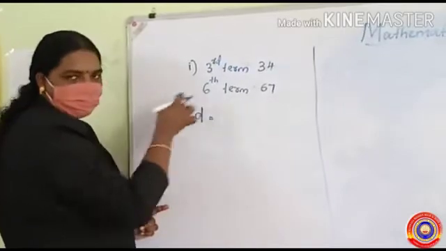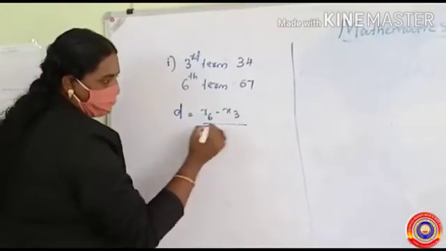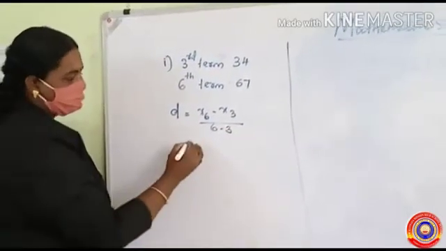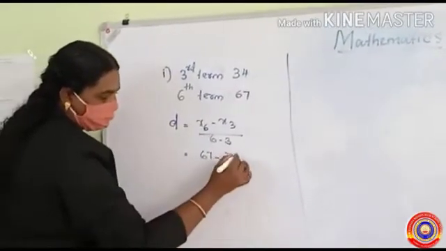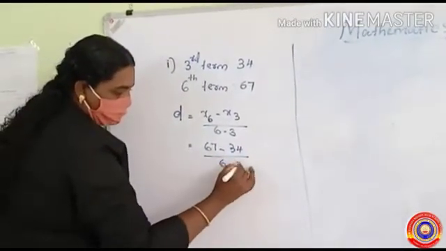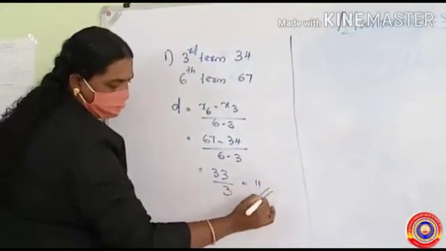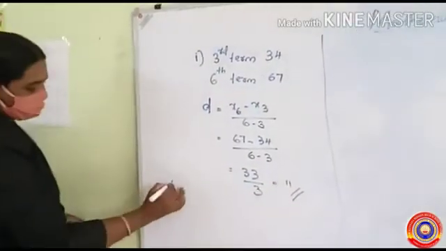Common difference is equal to term difference by position difference. That means x6 minus x3 divided by 6 minus 3, and it is equal to 67 minus 34 divided by 6 minus 3. It is equal to 33 by 3 and it is equal to 11. So D equal to 11.